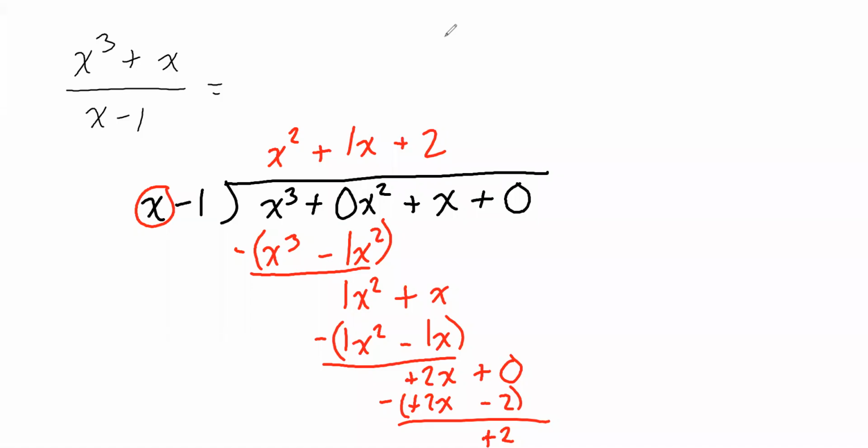After you've completed the last go around, dropping the last term and then finishing the rest of the moves, you have finished the long division, which means we are now ready to write our original rational function in a different form. In this case, our original rational function, x cubed plus x over x minus 1, can now be written as the quotient, which is x squared plus x plus 2, plus the remainder, which was 2, over the divisor. This is just standard college algebra moves.